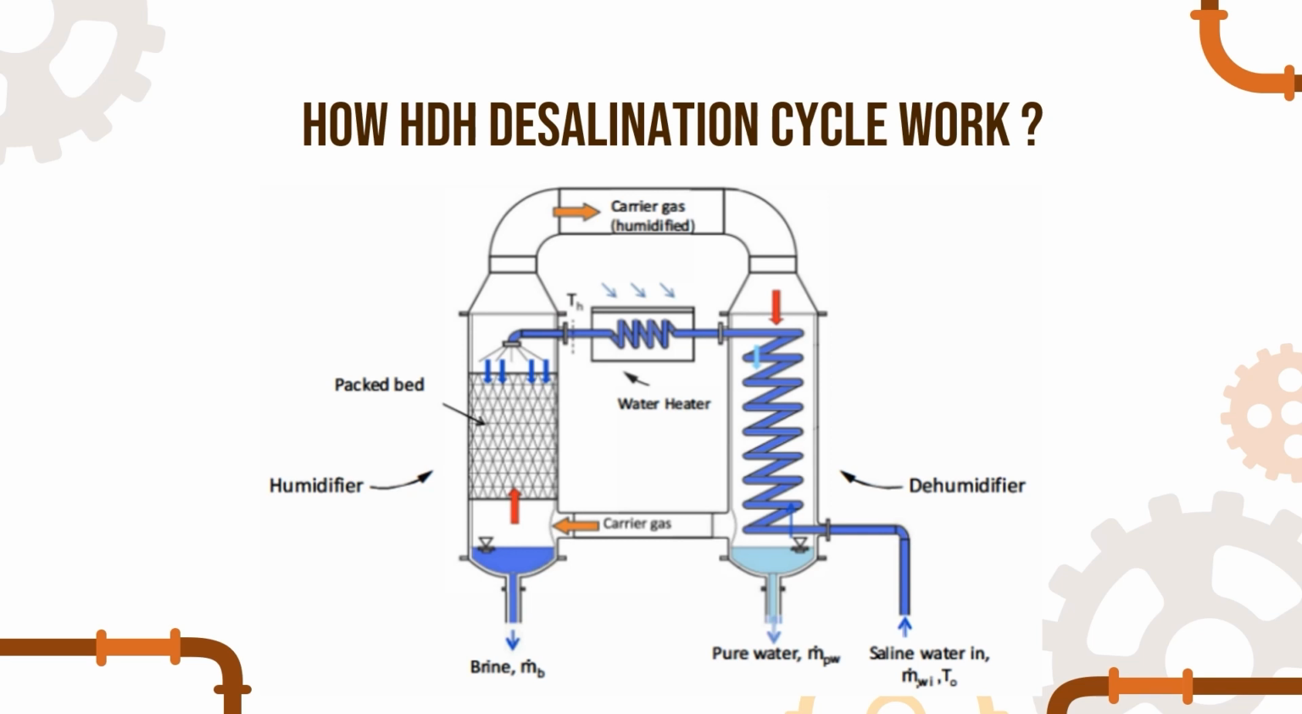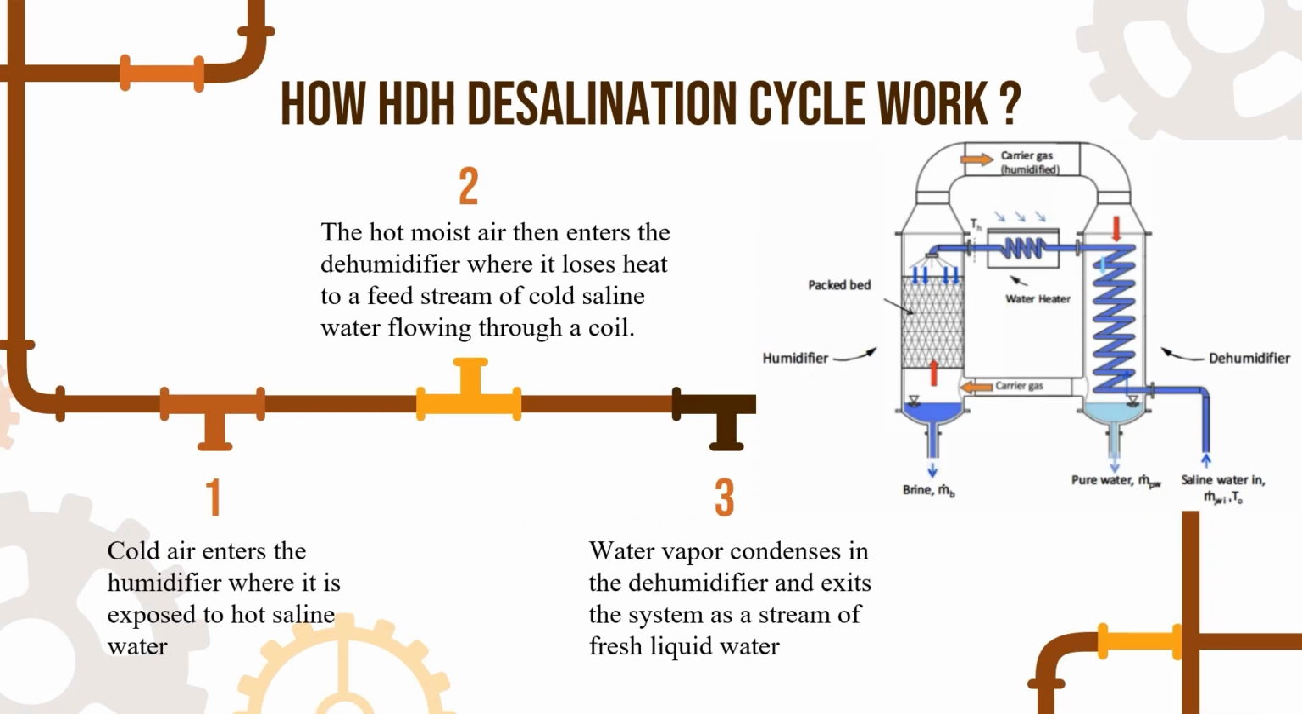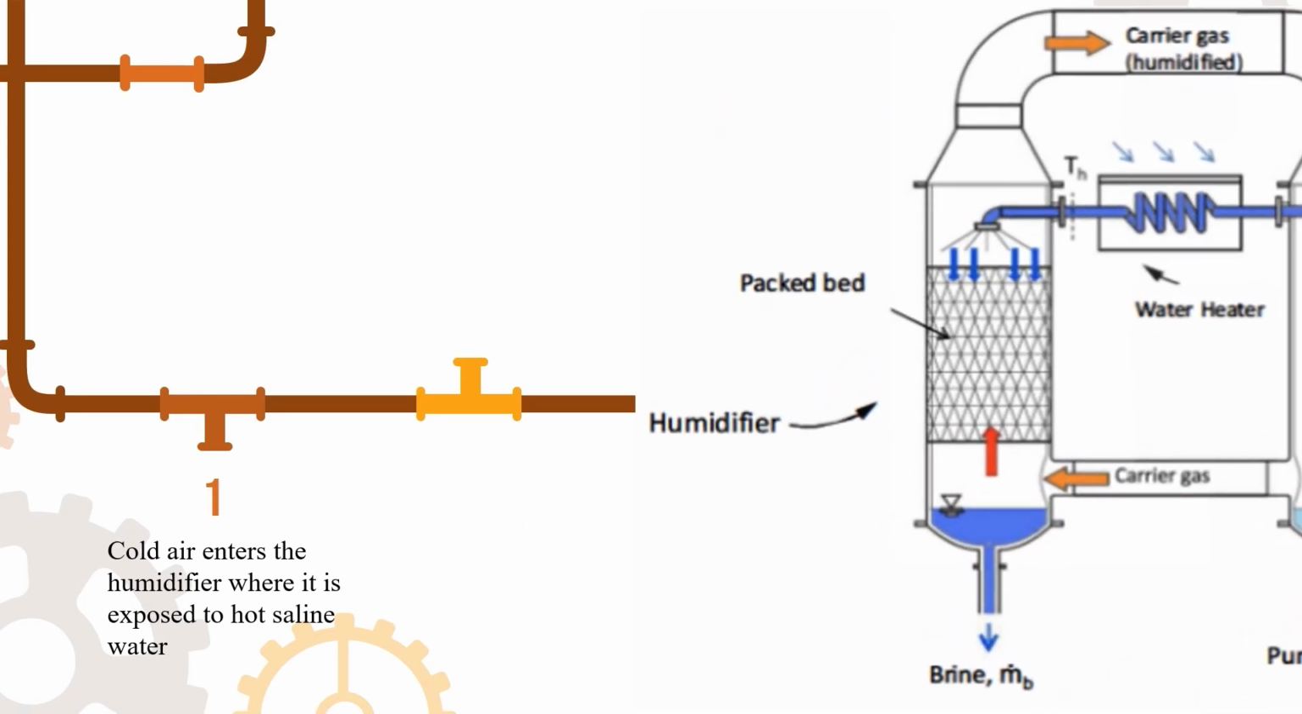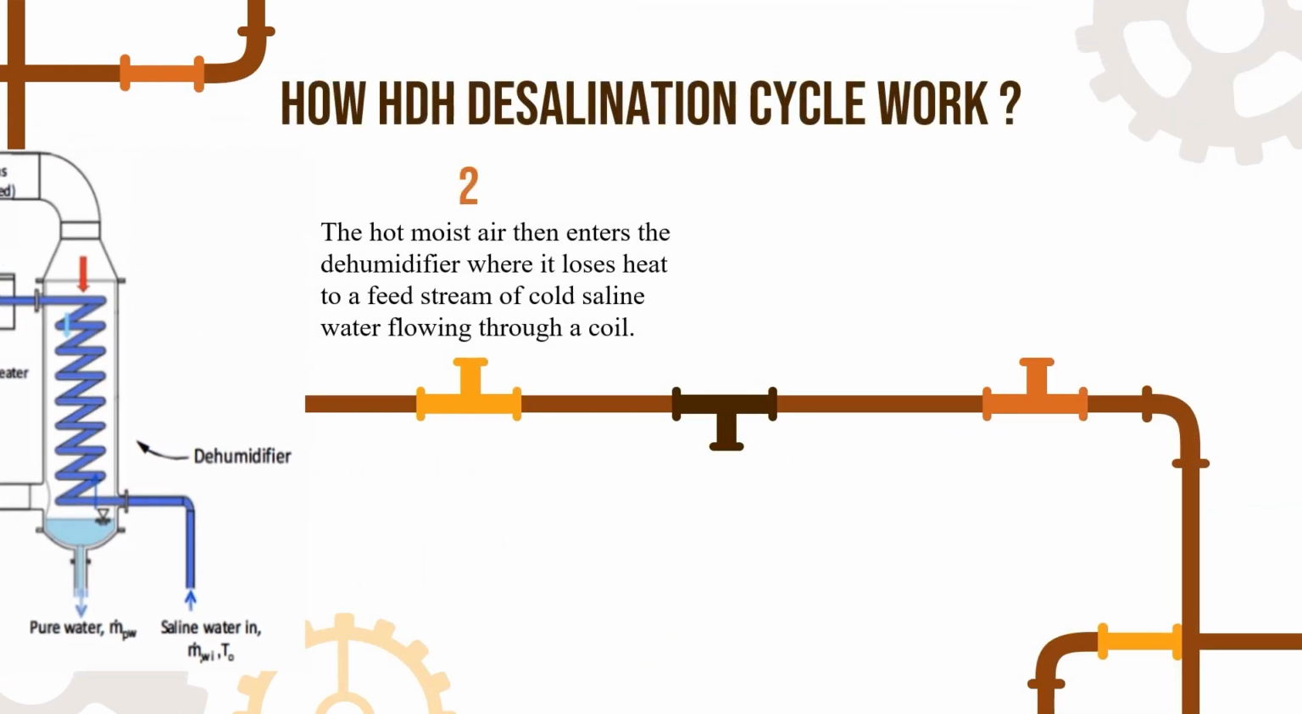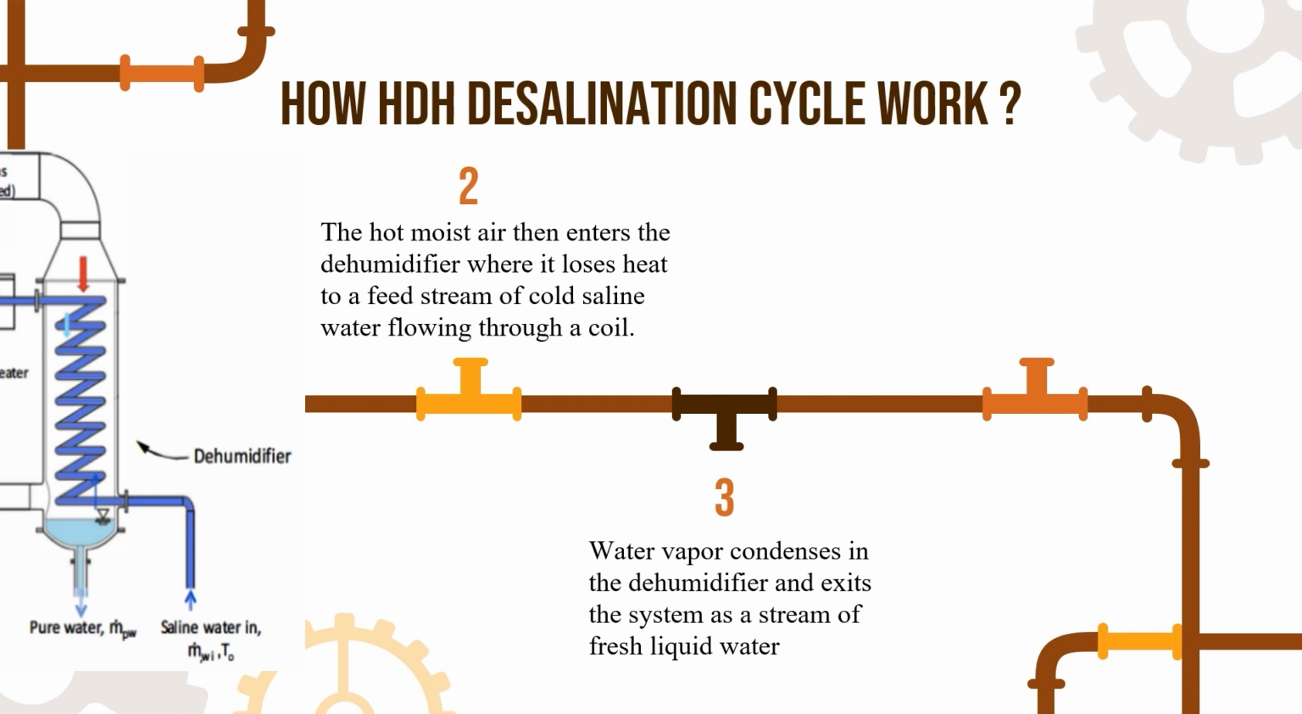A typical HDH system consists of a humidifier, a dehumidifier, and a heater. For the step-by-step process, firstly, cool air will enter the humidifier where it is exposed to hot saline water, which increases the temperature and water content of the air. Then, the hot moist air enters the dehumidifier where it loses heat to a feed stream of cold saline water flowing through a coil. Lastly, water vapor condenses in the dehumidifier and exits as a stream of fresh liquid water.